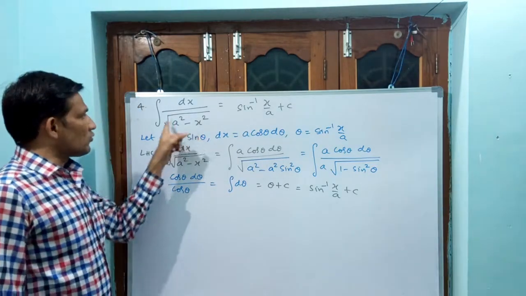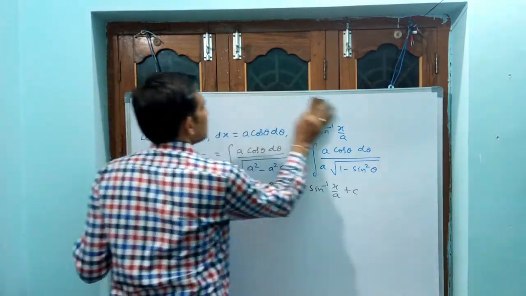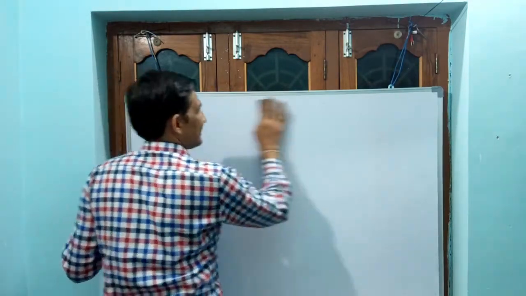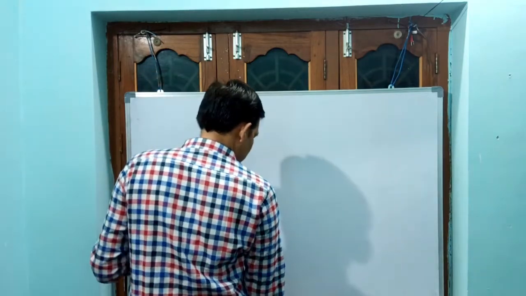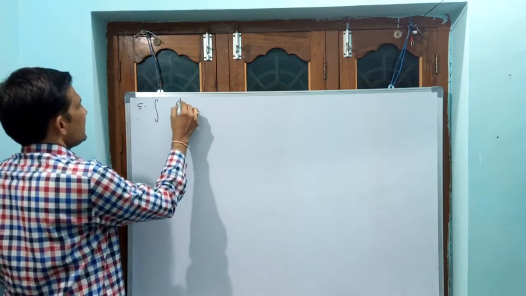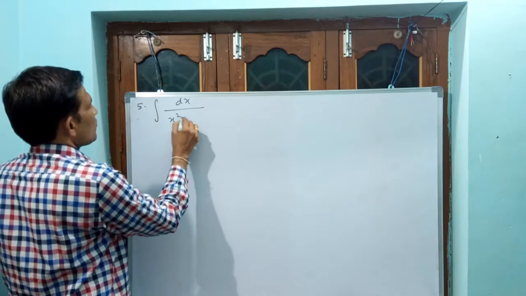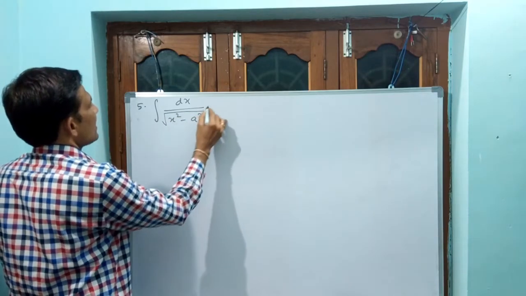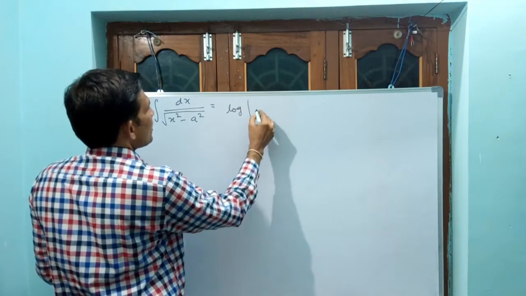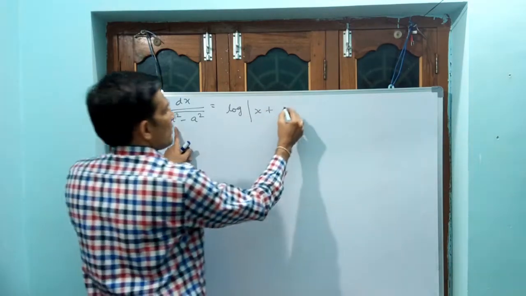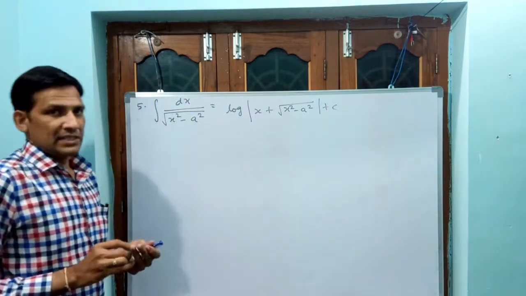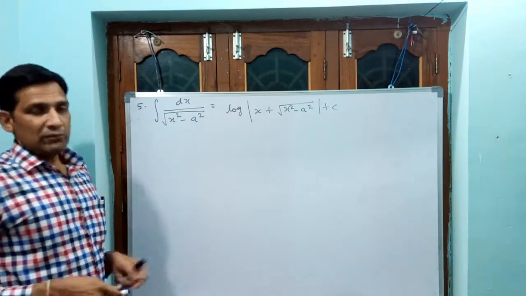Okay, let us go for now x square minus a square. Fifth result. Integral dx by square root of x square minus a square is equal to, you see here, log modulus of x plus square root of x square minus a square, plus c. This is the result. Okay? How it comes, we will see.